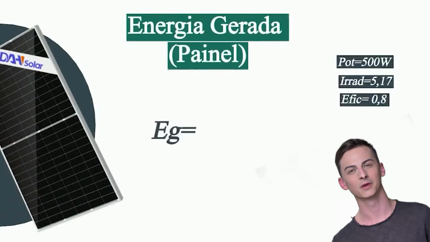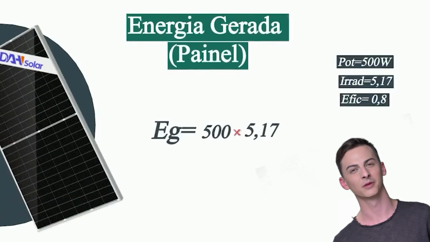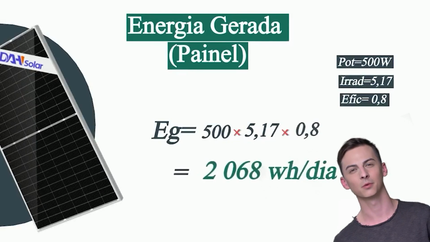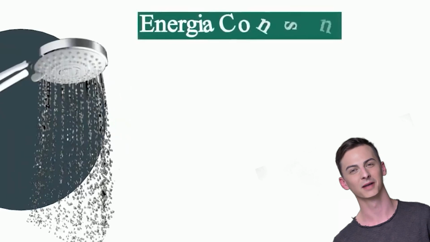Just use your calculator. The panel power is 500 watts, multiply it by 5.17 irradiation, and then by 0.8 efficiency. If you do the calculation correctly, you will get the number 2068. Great! Now we know how much energy the solar panel generates per day.